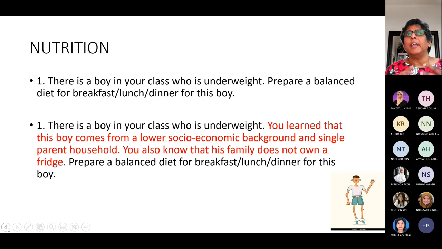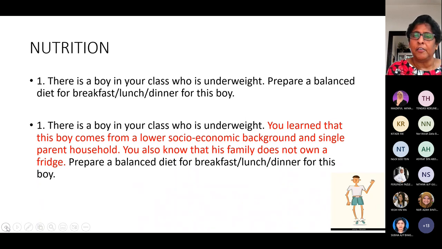But if you give them that element of surprise, they will not have thought about it. Like, oh, now my lecturer is putting in socioeconomic background, single parenthood and all that. It's nothing new, it's not something out of the blue. They can still understand the question, but now there's just a little bit more challenge. So they have to think a bit more deeply. So that is the fundamental of higher order thinking.